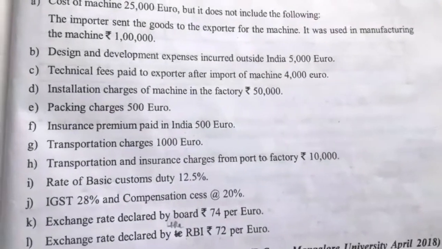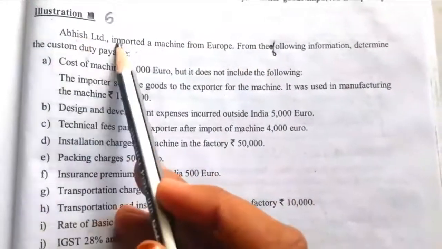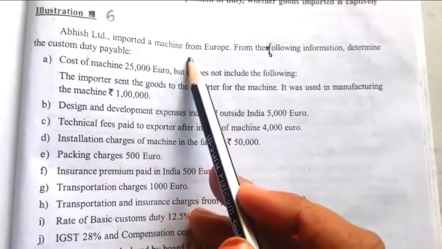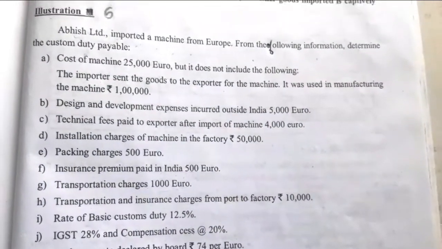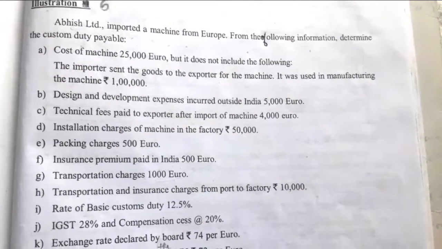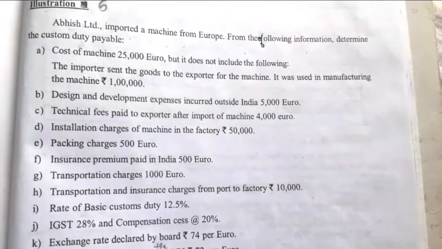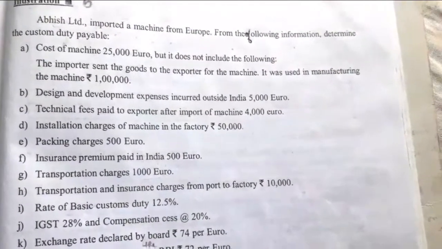Now see this illustration. Here Abish Limited imported a machine from Europe. So Abish is the importer. He imported a machine from Europe. From the following information, we have to determine the custom duty payable. So when we want to calculate the custom duty payable, we also have to calculate the assessable value. So with this information, we have to find the assessable value first.